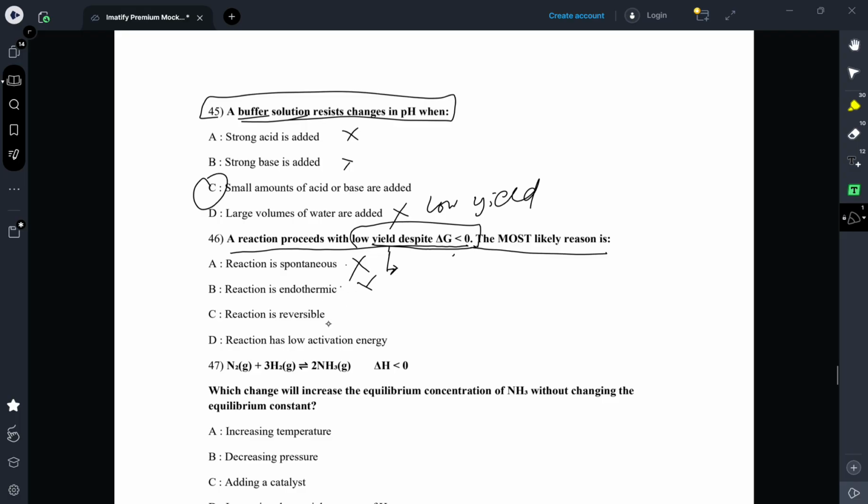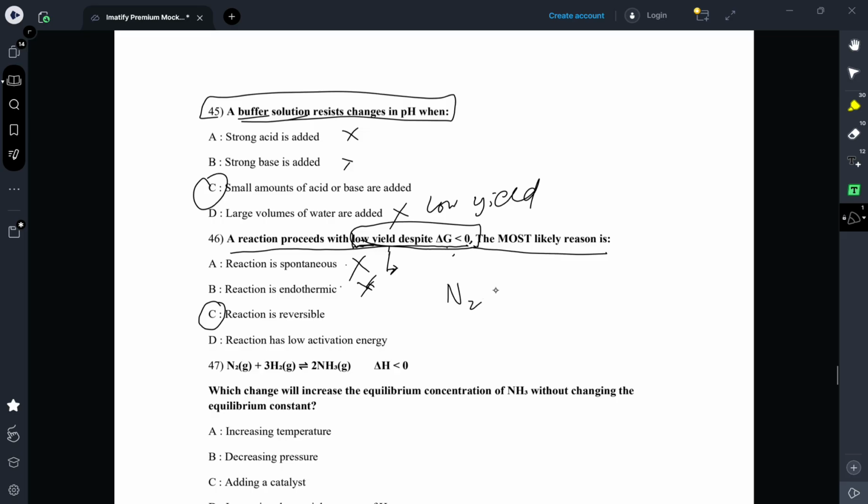No, this one does not explain the answer. Reaction is reversible. Yes, this one does, because imagine if a reaction is reversible, it can be spontaneous, but still if it is reversible, like we get the forward and backward reaction, then there will be low yield of the products.